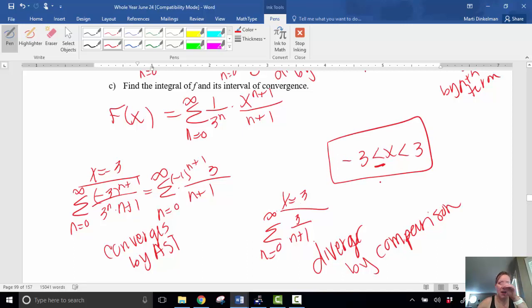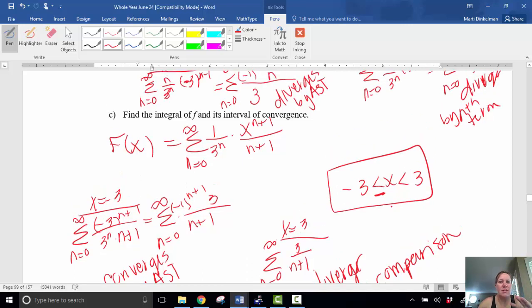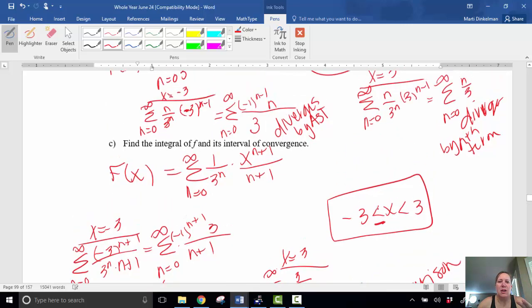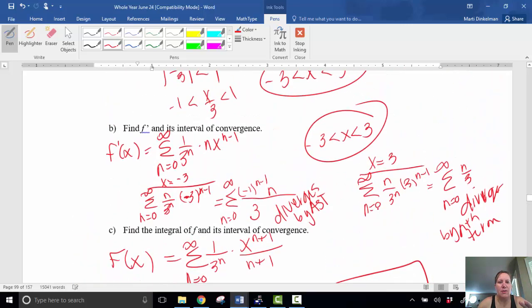Okay, so that's how we take the derivative and take the integral, and then also check to see what the interval of convergence is. So next section, hopefully I will show you what it means to have an interval of convergence visually.